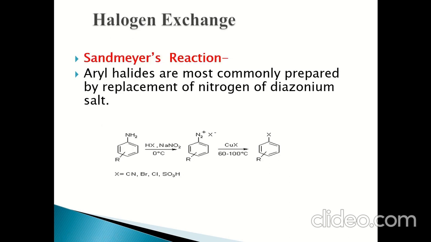Now let us study Sandmeyer's reaction. Aryl halides are most commonly prepared by replacement of nitrogen of diazonium salt. Now in this example, aniline is treated with hydrogen halide in presence of sodium nitrite. It gives diazonium salt, which on further reaction with copper halide gives haloarene. So in this way, the Sandmeyer reaction takes place.